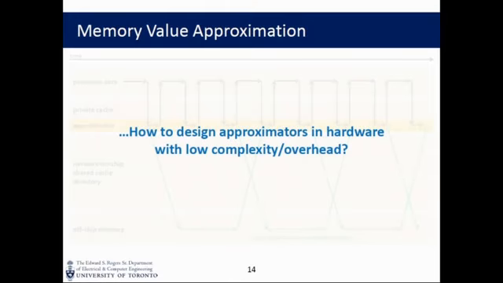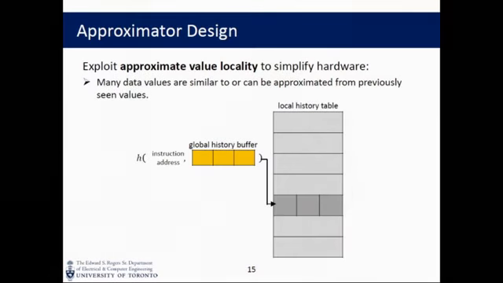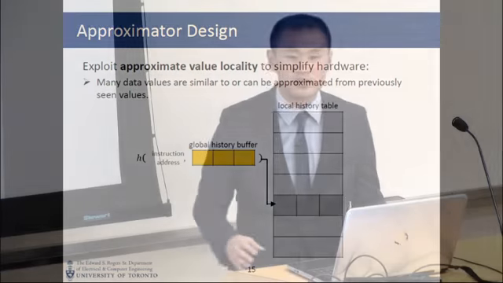However, if we're going to do this in hardware, then how can we do it with low complexity and low overhead? To do that, we exploit a notion of approximate value locality. It's just a simple observation, in order to reduce the complexity of the hardware, that many data values are similar to or can be approximated from previously seen values.